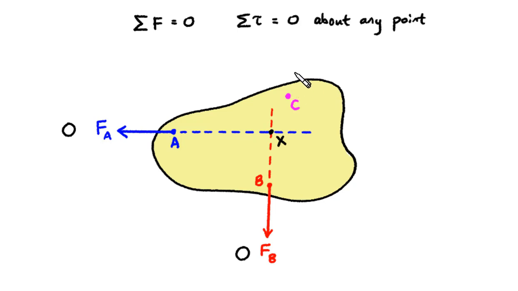For the net moment to be zero, the line of action of force C should also pass through point X. Only then will FC also produce zero moment about point X. Only then will the net moment about point X be zero. That's why there's this rule, that if an object experiences only three forces, those three forces' lines of action should intersect at the same point.